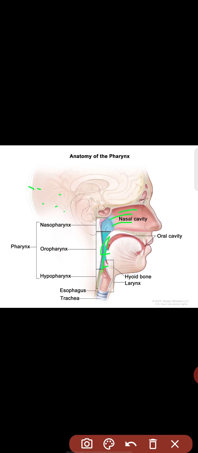Because both food and air pass through the pharynx, a flap of connective tissue called the epiglottis closes over the glottis when food is swallowed and prevents aspiration.